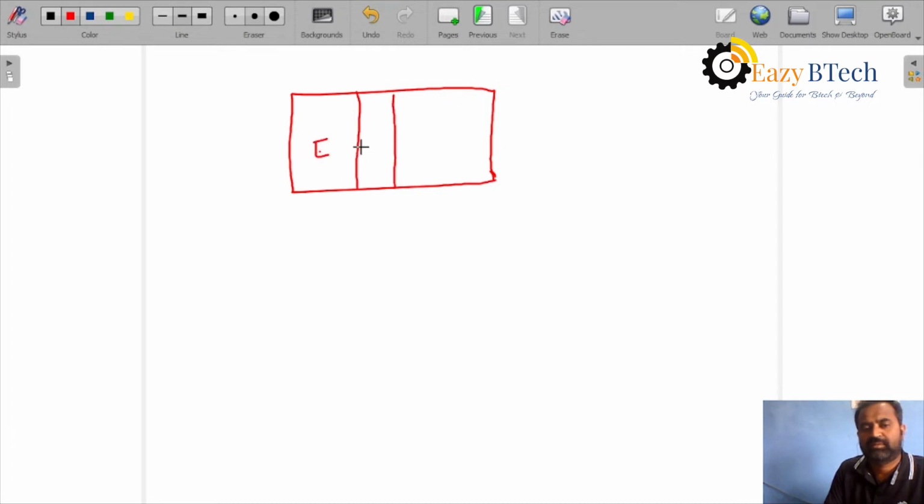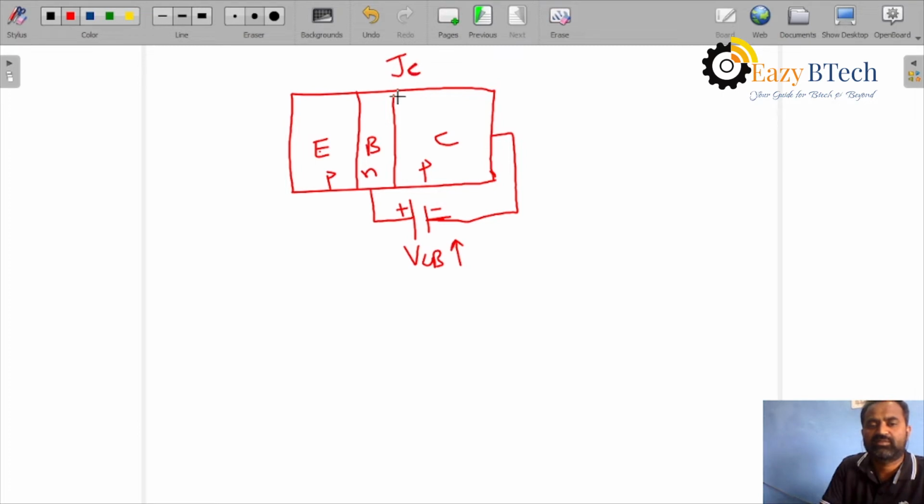This is the emitter, base, collector. Now this is the effective base width. Here you are giving a positive for the PNP and a negative here. Now we can say this voltage is the VCB voltage across the JC junction. Now as VCB increases, the depletion region widens.